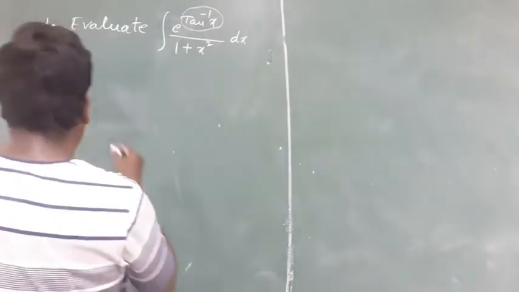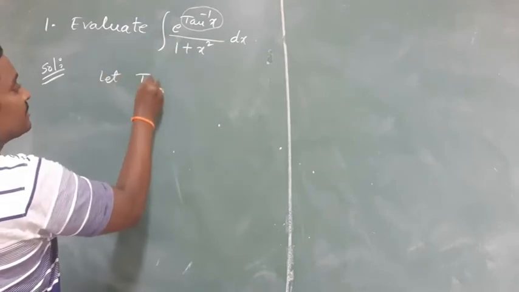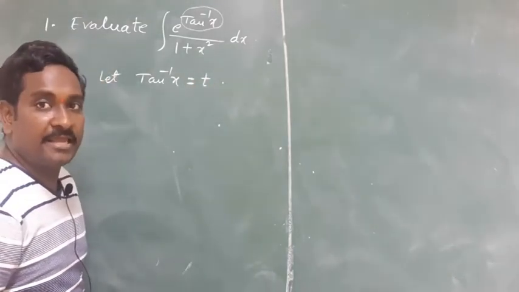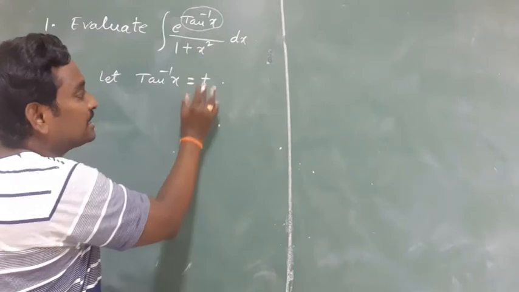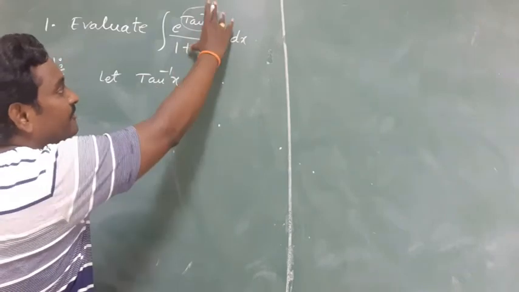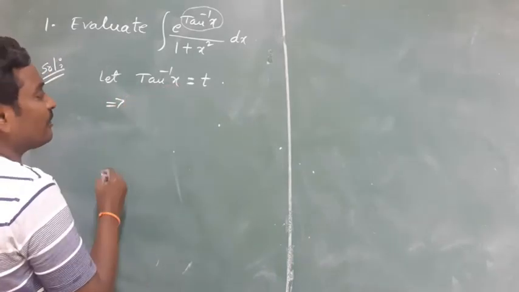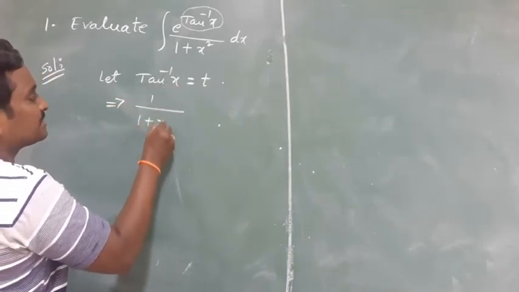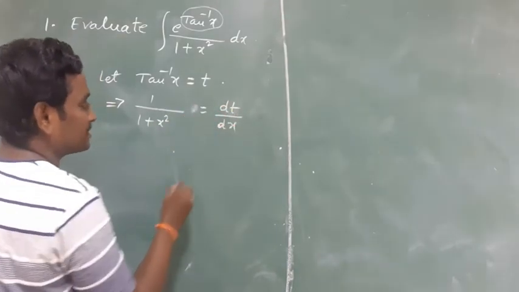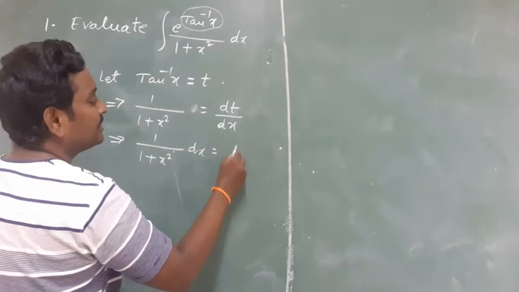So in this problem, use the substitution tan inverse x is equal to t. Automatically the given problem, which is in terms of x, changes to a function in terms of t. What is the derivative of tan inverse x? 1 by 1 plus x square is equal to the derivative of t with respect to x, dt by dx. This can be written as 1 by 1 plus x square dx is equal to dt.